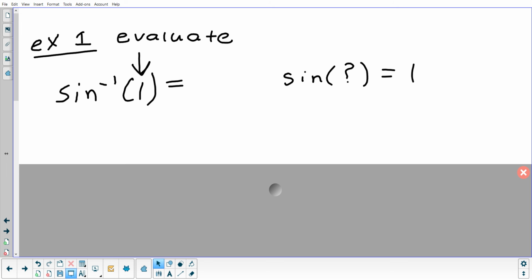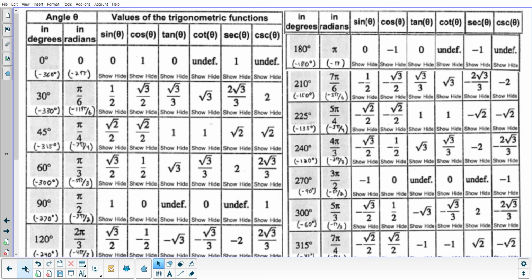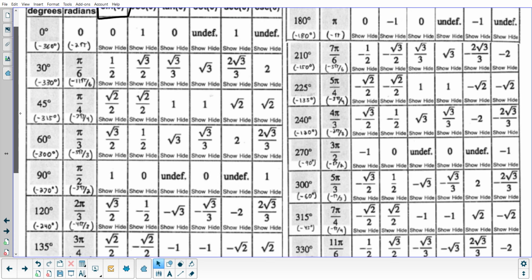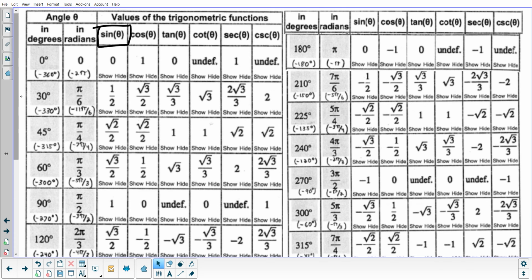So first thing you do is, all right, sine. We're going to look at the sine column. We're going to go down the sine column until we find a 1. Once we find a 1, we're going to read off what angle is in that row, and that's the answer. All right, so let's look at our chart. So you're focusing on the sine column, and I'll have to scroll down maybe a little bit, and it continues over there.